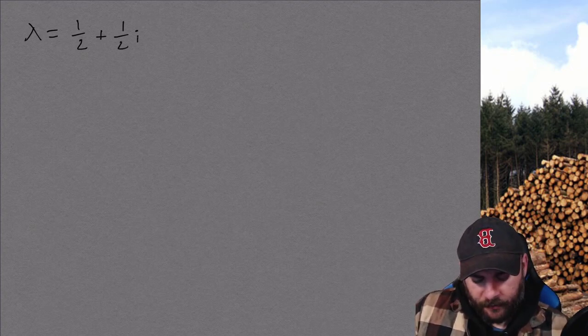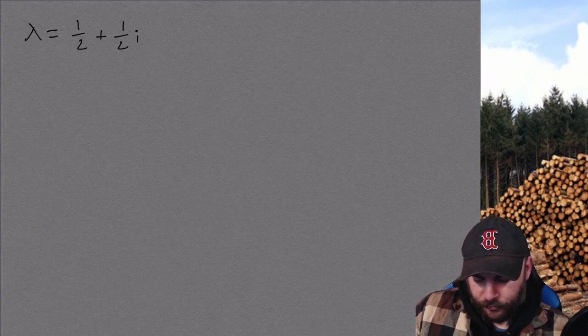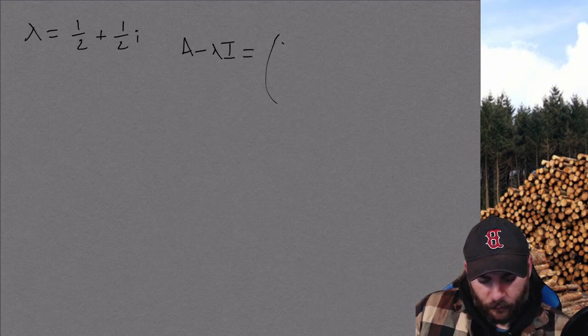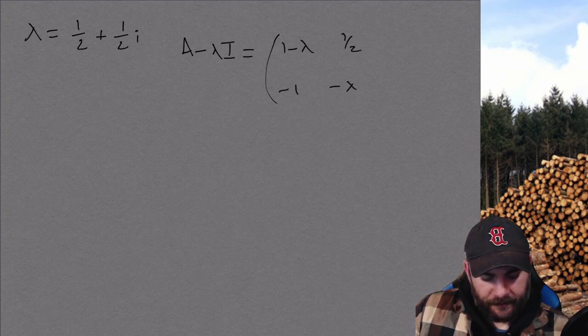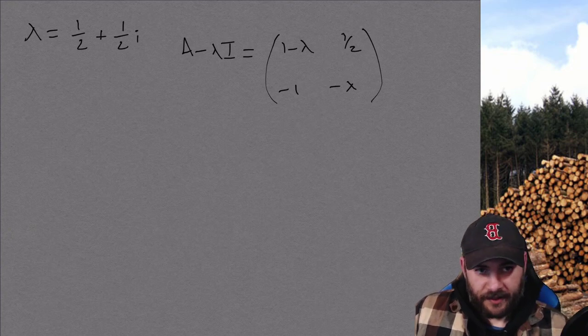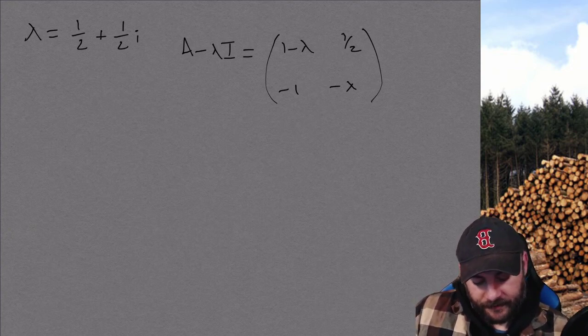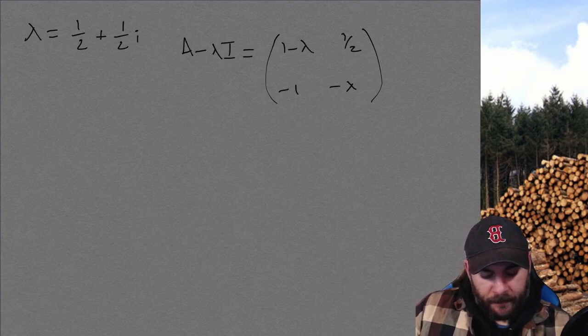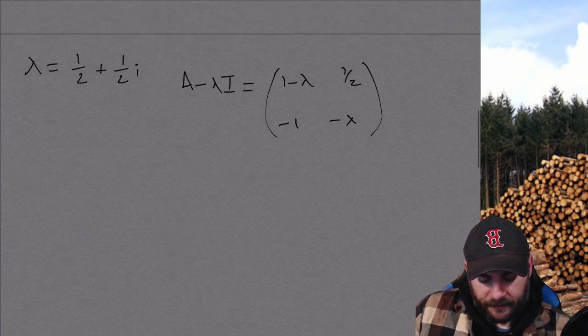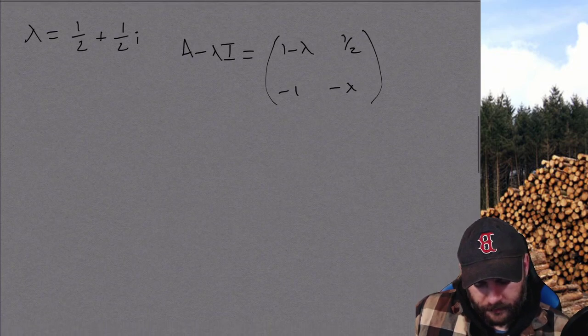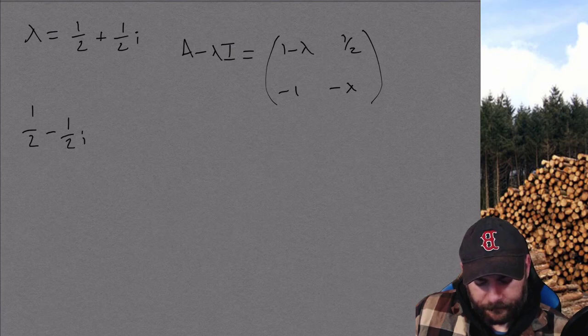Now we plug that into the matrix as follows. We need to calculate A minus lambda times the identity matrix. That's going to be 1 minus lambda, 1/2, negative 1, negative lambda. I do it differently every time just to show the different ways we can go about this. So 1 minus 1/2 leaves us with 1/2 minus 1/2 i.